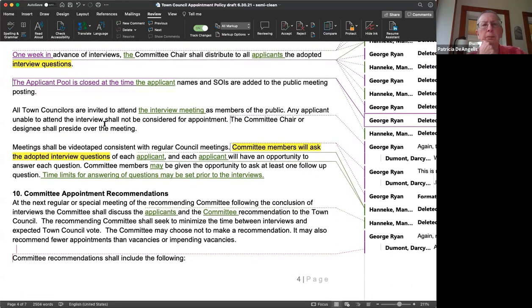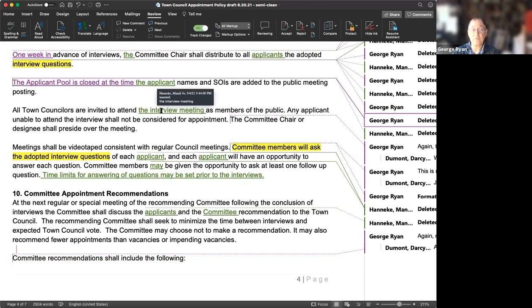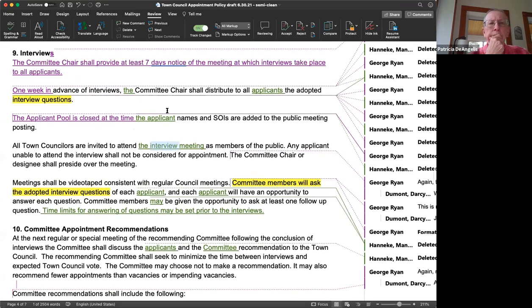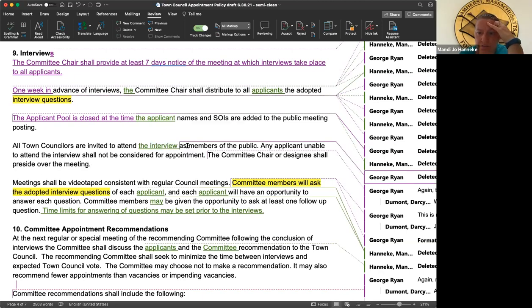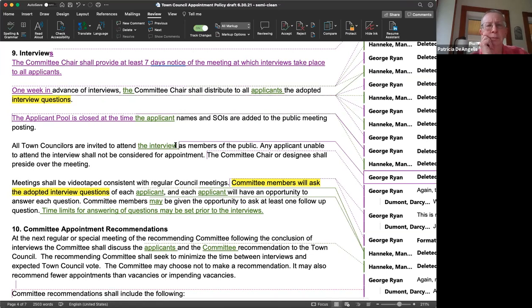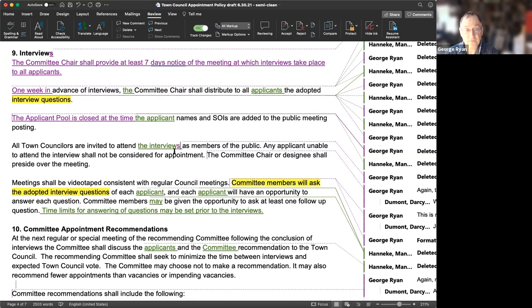So next paragraph, all town councilors invited to attend the interview meeting. I'd say just attend the interviews, because again, we're not necessarily having an interview meeting. Attend the interviews as members of the public. Right. Members of the public. Yes. Correct. Thank you, Pat. As members of the public, any applicant unable to attend the interview shall not be considered for appointment.